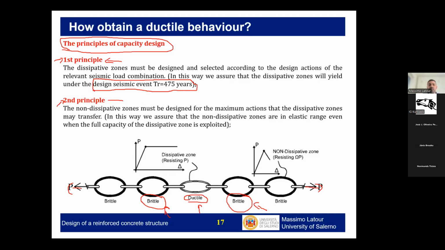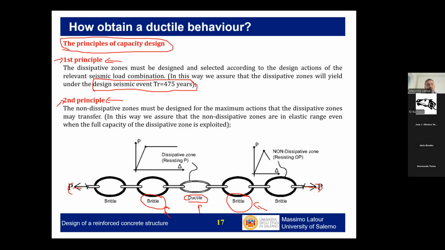Consequently, we will see that according to the second principle, to apply this hierarchy, we will not design all the other parts of the structure for the actions deriving from the seismic load combination, but we will apply some magnification factor, some overstrength, that are needed to be sure that these elements are not providing any contribution to the ductility and they are not failing before the beam. So the beam is hierarchically my weak element. It will be designed for the seismic forces, but all the remaining part of the structure will be just designed to be more resistant than the beam.